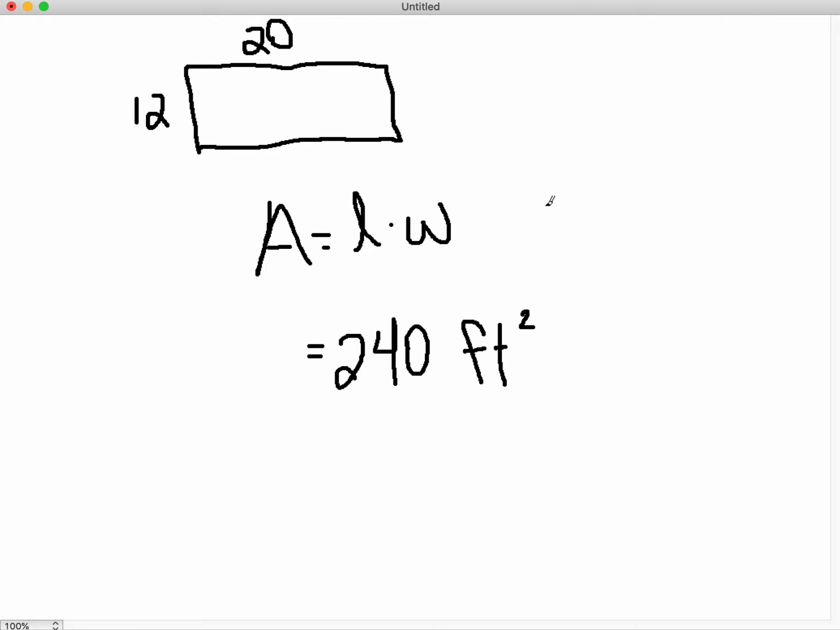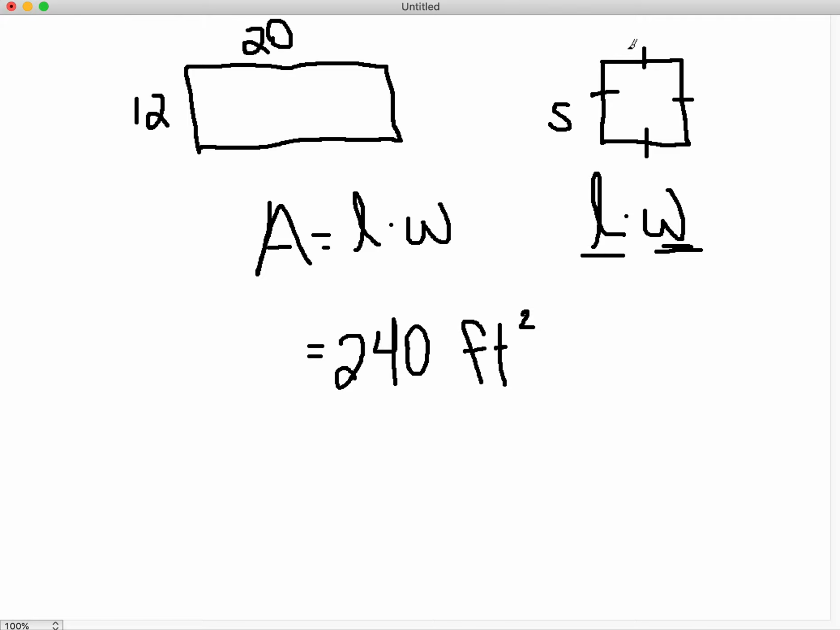Now we have a special situation when a room is a square, because when I'm dealing with a square, the area is still found as length times width, but we know that a square has 4 congruent sides. So when I do length times width, this number is the same as this number. So it's not really a different formula, but we call every side of the square S, so that the area of my square, we actually call it S squared.